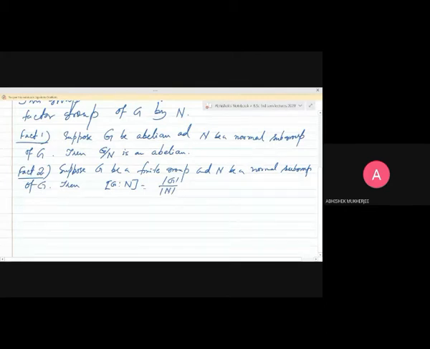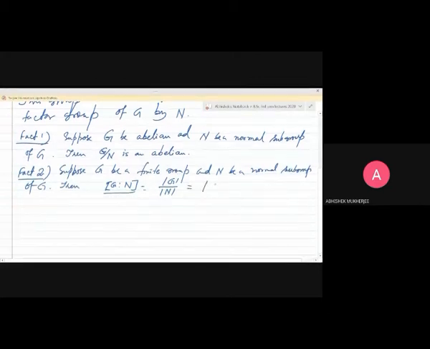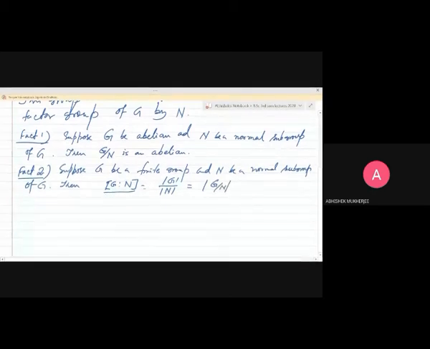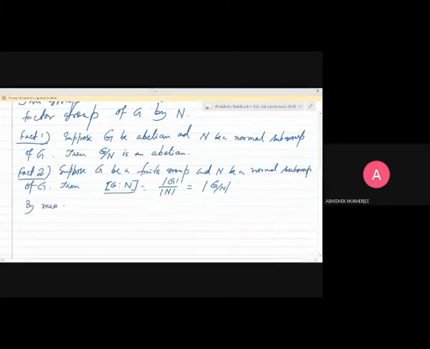But now, since N is a normal subgroup, you can definitely have a quotient group G slash N, and definitely this index is equal to the order of the quotient group, right? So actually, if N is a normal subgroup, then the order of the quotient group equals the order of G by the order of N, by means of Lagrange's theorem.